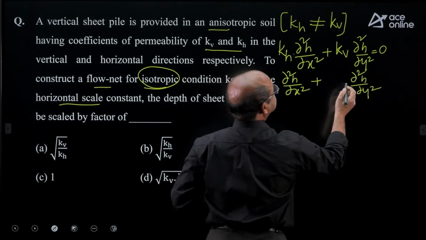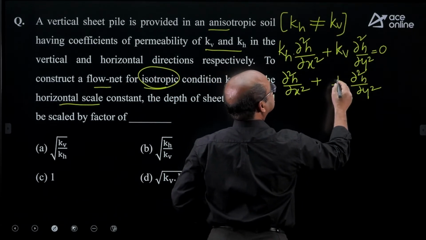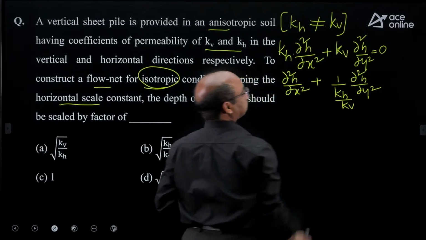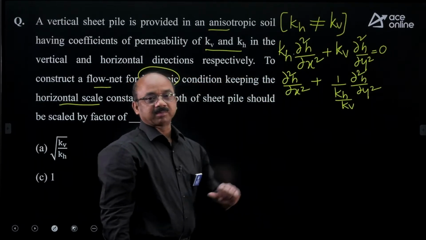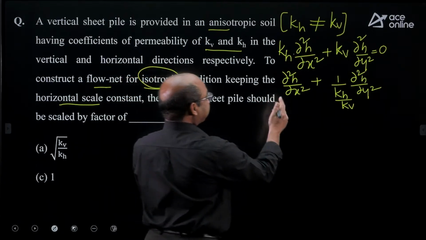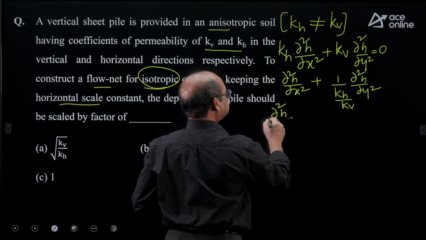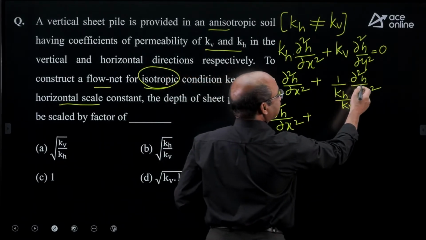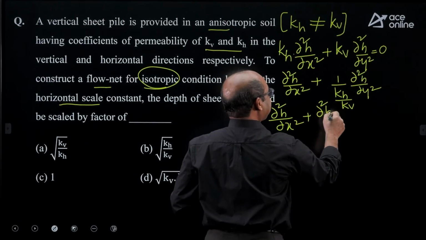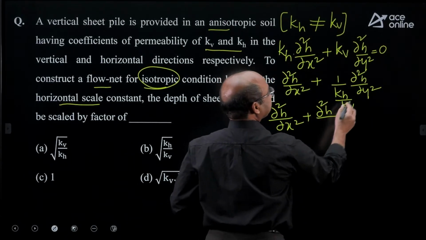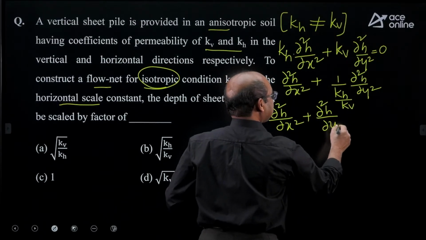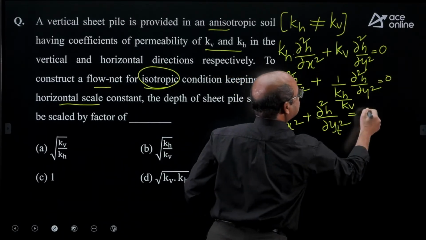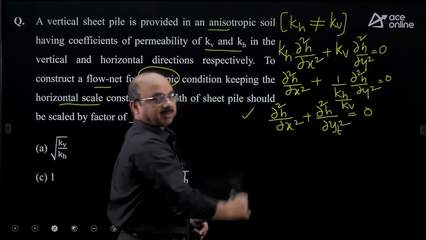So Kh goes this side, and this becomes something in this style. Still it's not a Laplace form. So to convert to Laplace form, we transform this equation something like this. In the place of ∂²H/∂y², what you can write is ∂²H/∂yt², and that becomes 0. Now you can see this equation becomes a Laplace form.